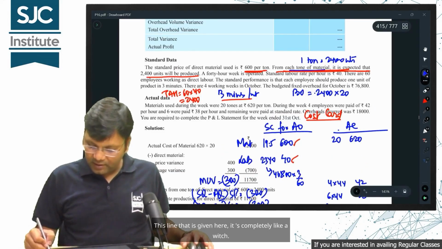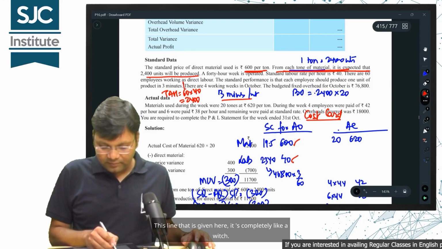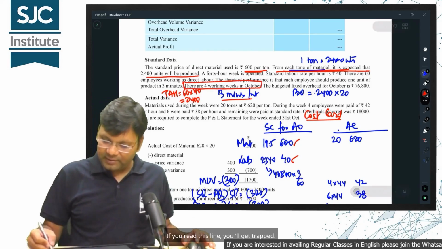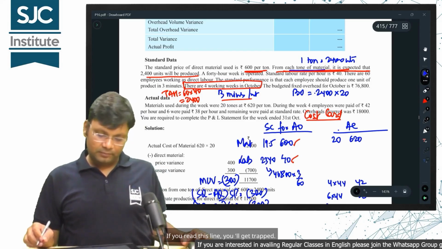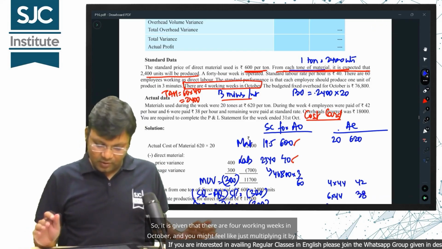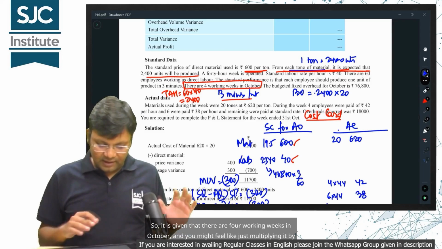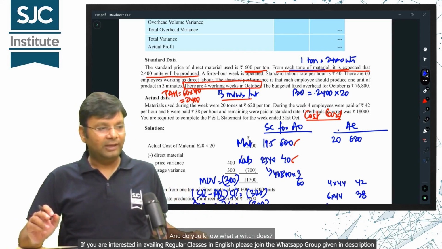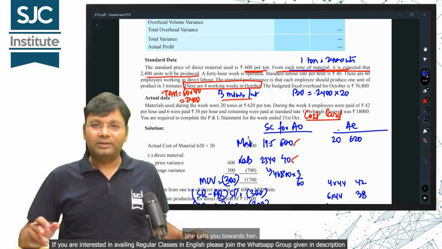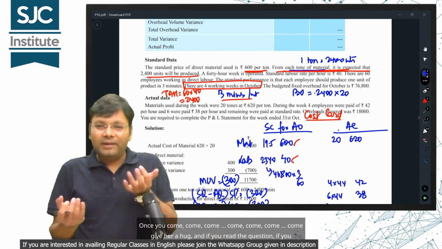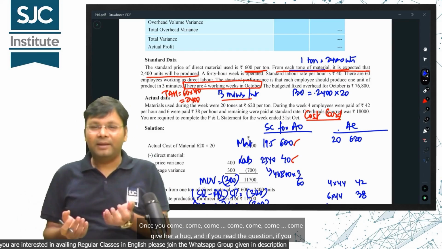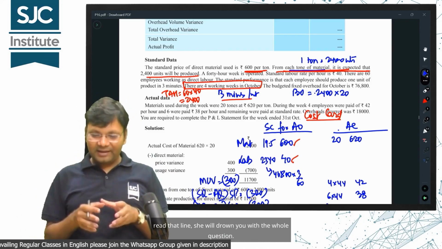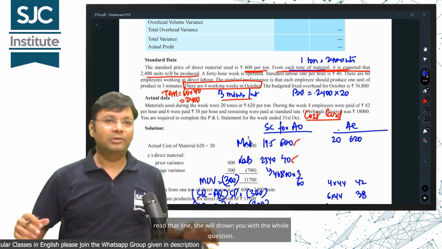This line that is given here, it's completely like a witch. The lines that are like a witch, you know, they are very scary. If you read this line, you'll get trapped. So, it is given that there are 4 working weeks in October, and you might feel like just multiplying it by 2. And do you know what a witch does? She calls you towards her. Once you come, give her a hug, and if you read the question, if you read that line, she will drown you with the whole question.